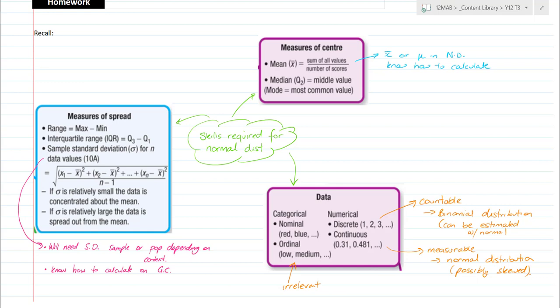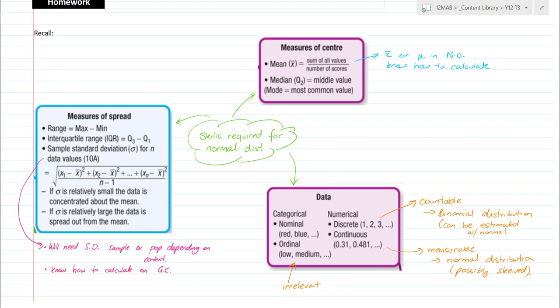So I'm just going to go through some things quickly just to remind you of things that you'll need to know. And again, I've stolen a few things from different textbooks just to help me out with these diagrams. Firstly, the normal distribution requires some skills relating to measures of centre and measures of spread. Stuff you already know. So the measures of centre, you'll need to know how to find the mean. And the mean is just add them all up and divide by the number of scores.